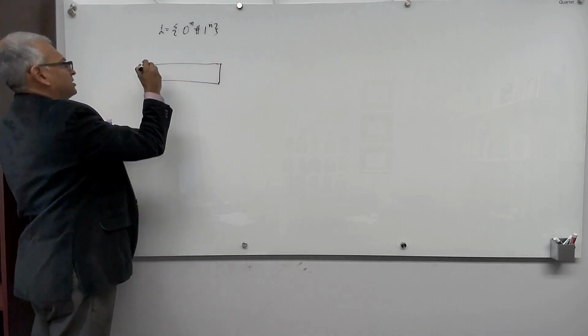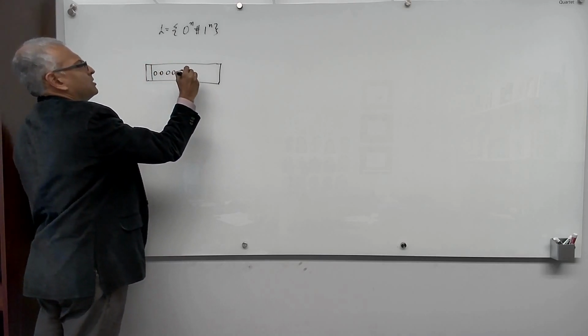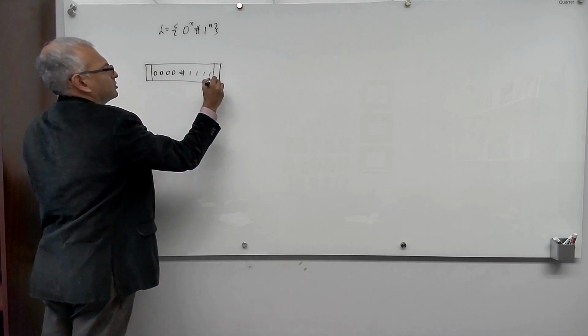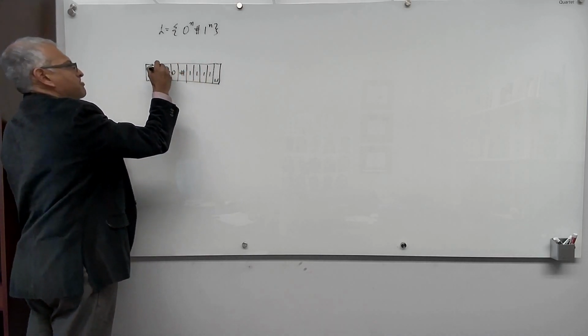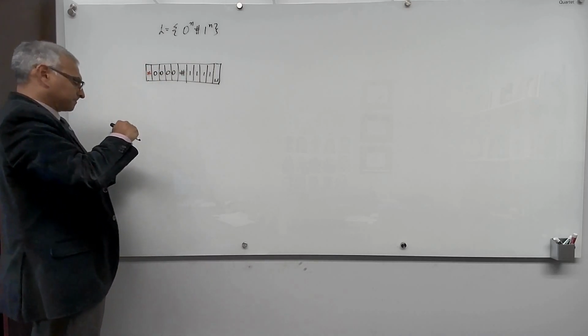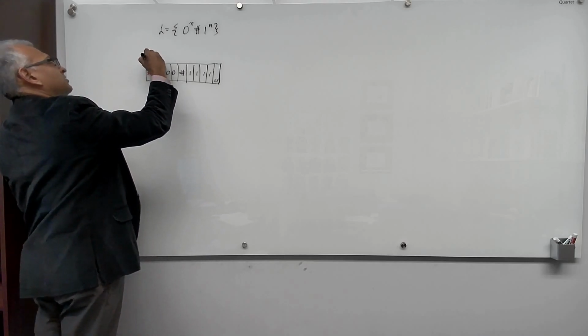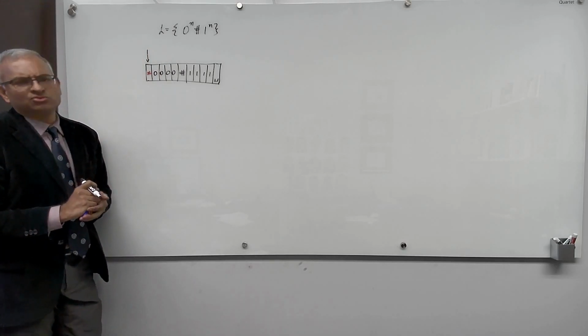Imagine that we have 0, 0, 0, 0, pound, 1, 1, 1, 1. For good measure, we have a blank symbol here. And as usual, we have our beacon. Okay, so our Turing machine starts here. Now, how would we solve this problem? With a Turing machine, it's actually relatively easy to solve this problem.